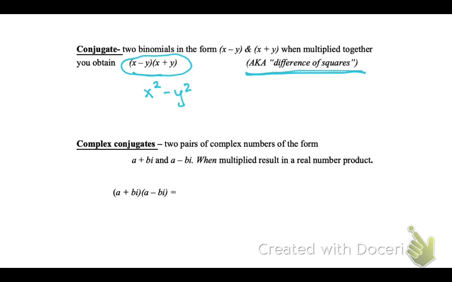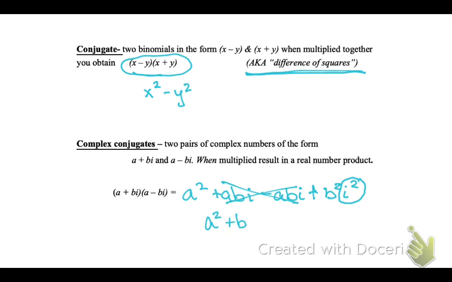An i. So when I multiply this out, I would get a squared plus abi minus abi, minus b squared i squared. So this is 0. What is i squared? Negative 1. So that makes this negative b squared... It's already negative. I know, but it makes it a what now? Positive. So I have a squared plus b squared.